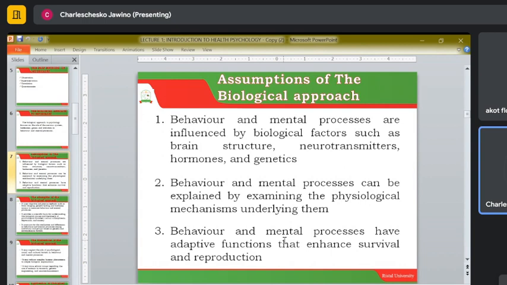Thirdly, it assumes that behavior and mental processes have adaptive functions that enhance survival. We get it, that enhance survival and reproduction.